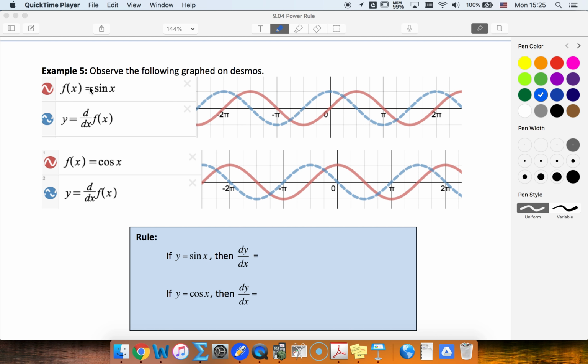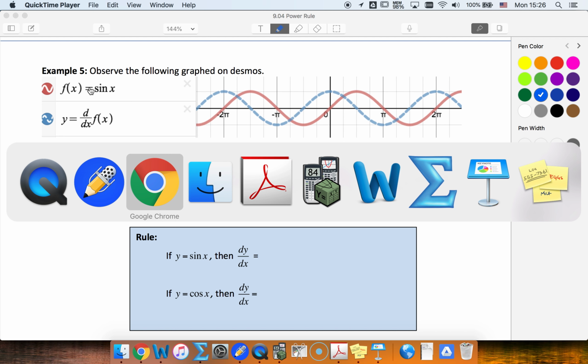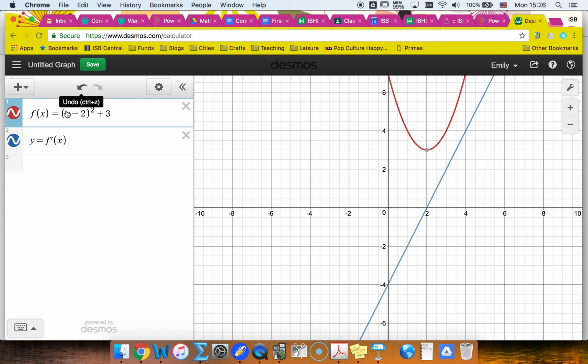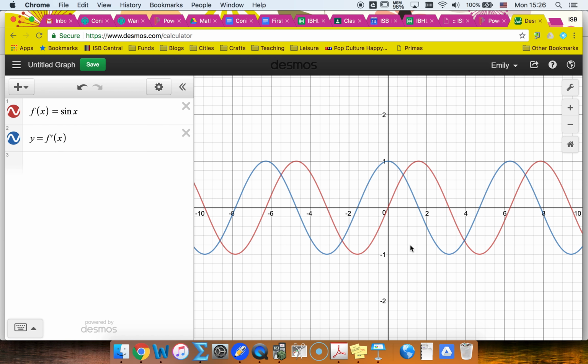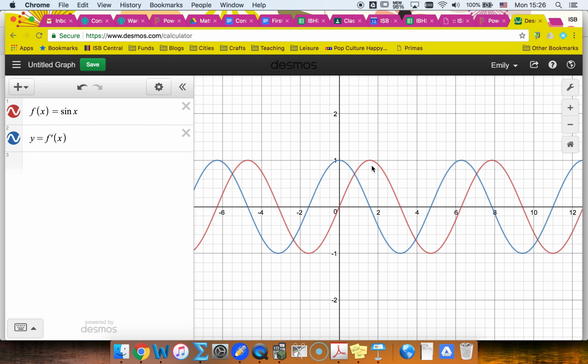Right, the last thing that we're going to do is just have a quick glance at derivatives of our basic trigonometric functions. So if I think about f of x being sine of x, I can see that my derivative appears to be cosine x. So let's think about that.